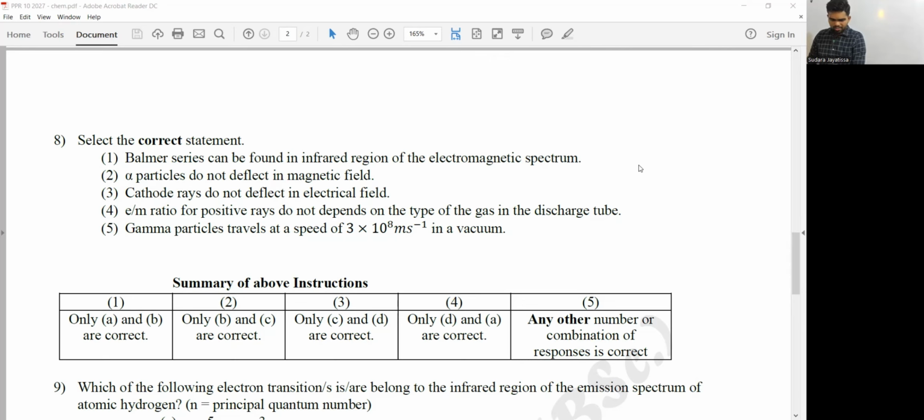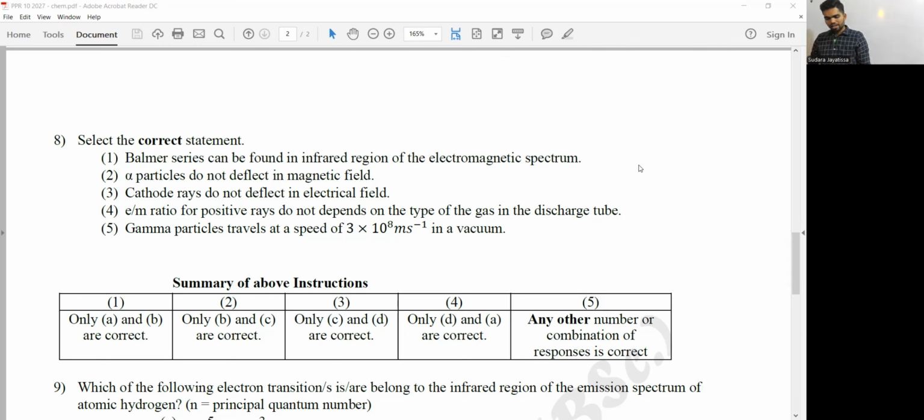Then the third one, cathode rays do not deflect in electrical field. That is also wrong because cathode rays are charged particles. Cathode rays are basically electrons, so they are deflecting in electrical field. Any charged particle deflects. Then the fourth one is also wrong. Why? The e over m ratio for positive rays depends on the gas. If you take hydrogen gas, you will have a larger e over m ratio. But if you take another gas, then your e over m ratio will be low. So first, second, third, fourth are wrong.